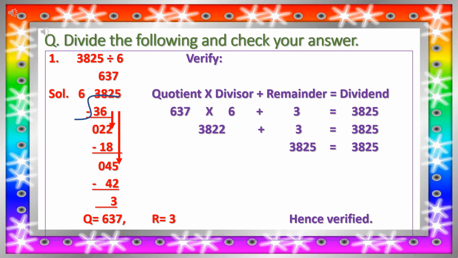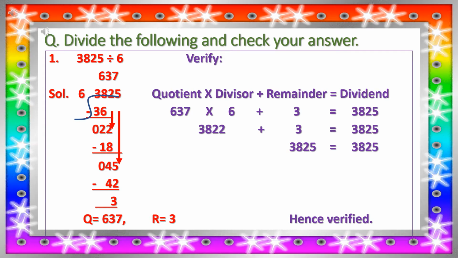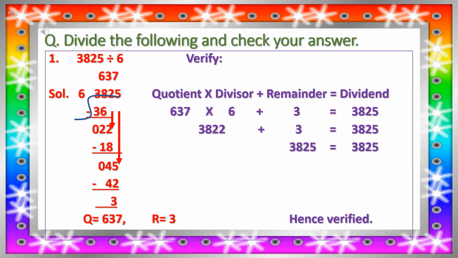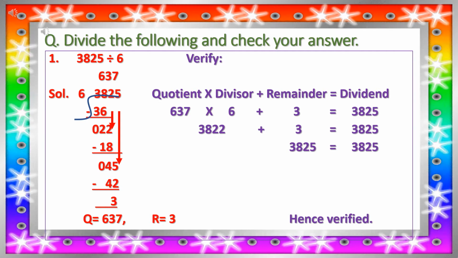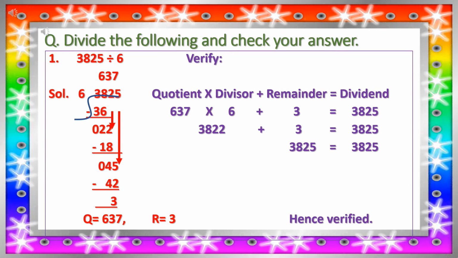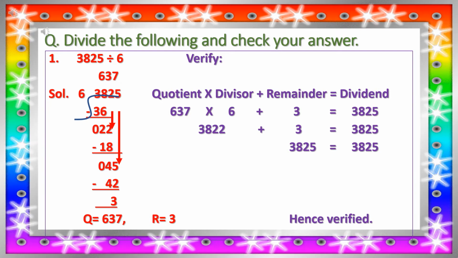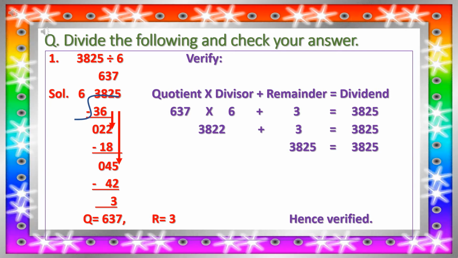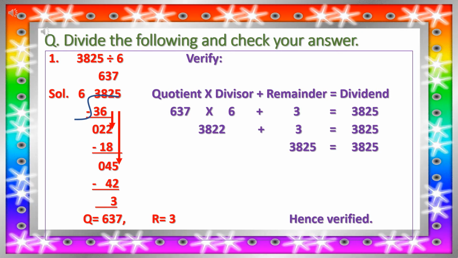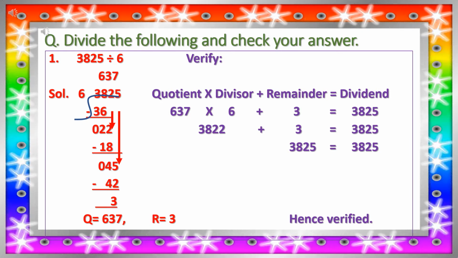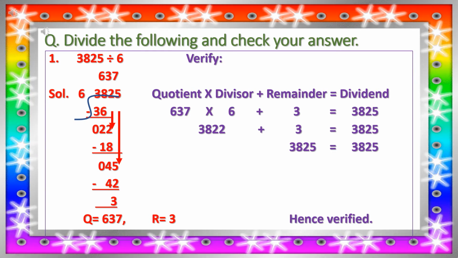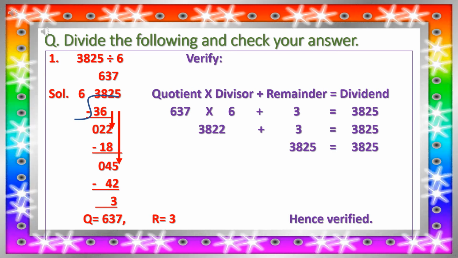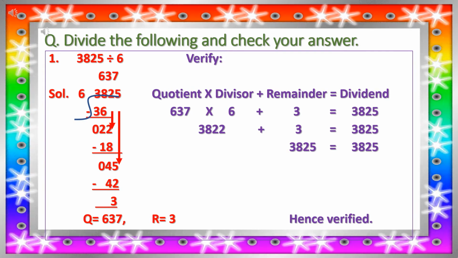So this way we have completed our division and we have got quotient, that is 210, and remainder here is 0. Now let's verify our answer. For verification, we have a formula: quotient multiplied by divisor plus remainder should be equal to dividend. Now what is our quotient? 210. Divisor is 4 and remainder we have got 0 and dividend here is 840.